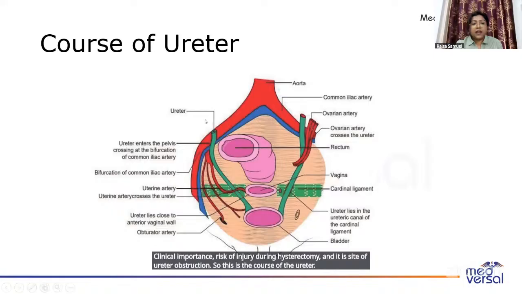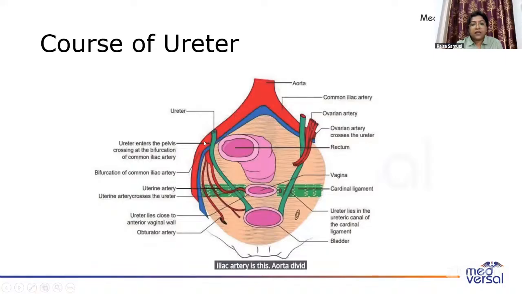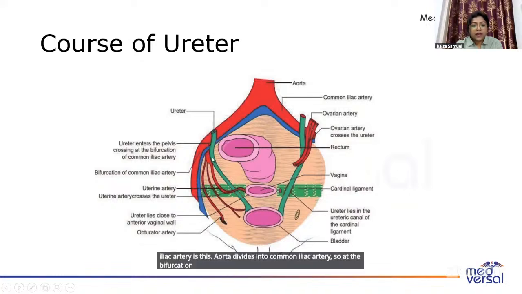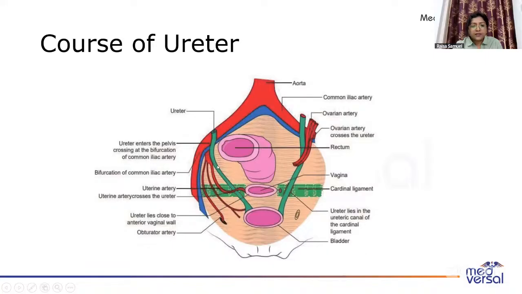The ureter enters the pelvis, crossing the bifurcation of the common iliac artery. The common iliac artery is this. The aorta divides into the common iliac artery. At the bifurcation here, the ureter enters the pelvis, and it descends down, and when it reaches here, that is 2 centimeter lateral to the cervix.